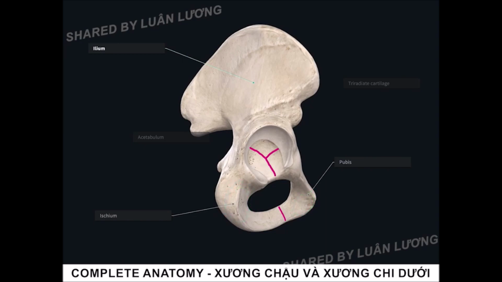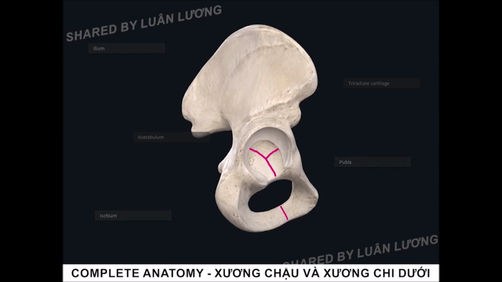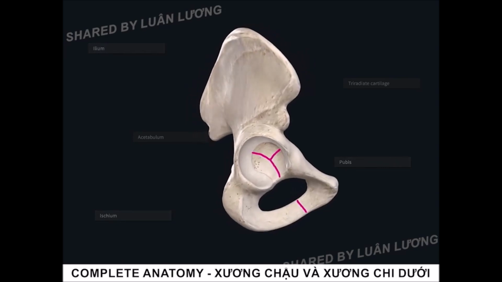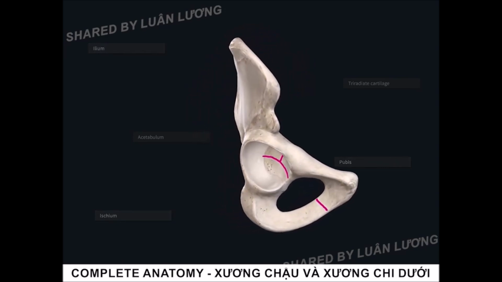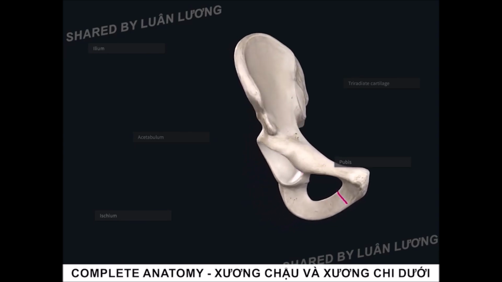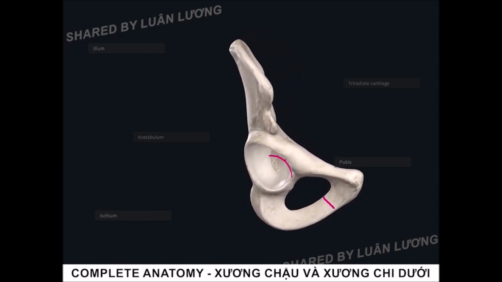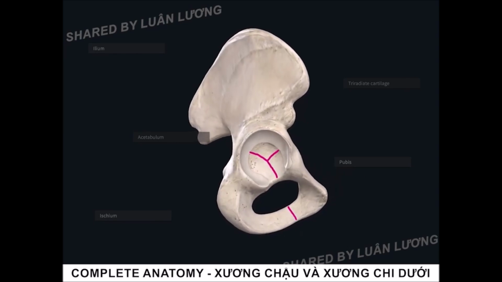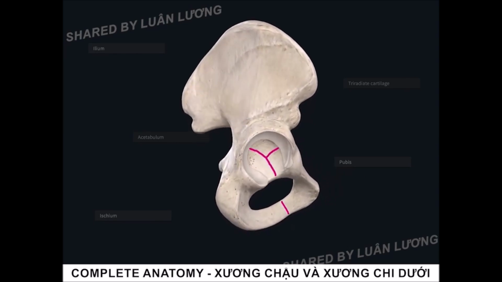Another interesting fact about the hip bone is it's also known as the innominate bone, which means unnamed. So technically, by giving it the name innominate, it may have actually just been named. But as it's also named the hip bone, this is just an interesting point of trivia.